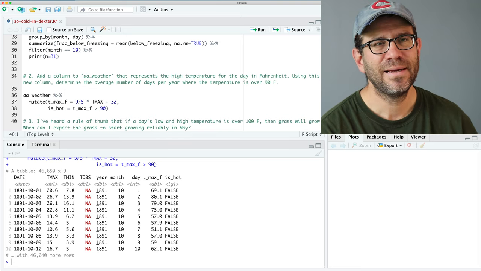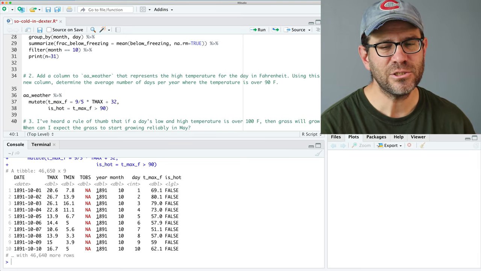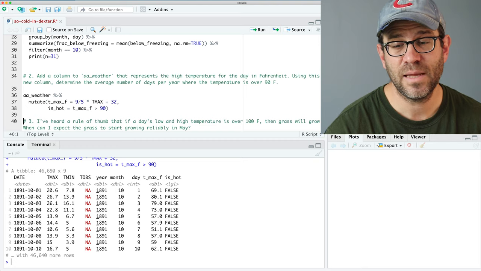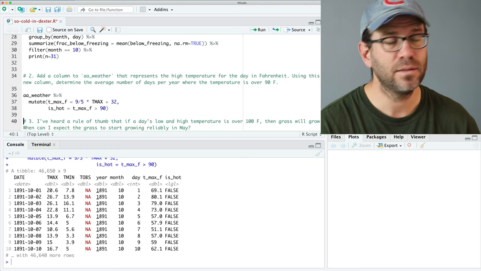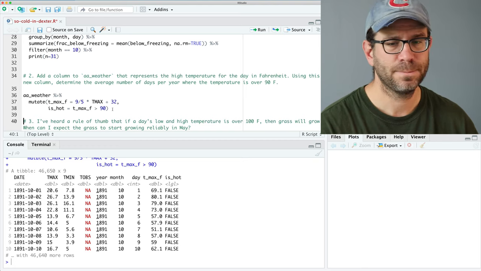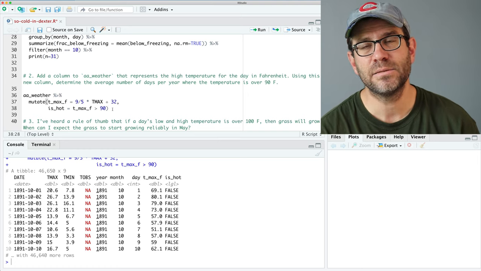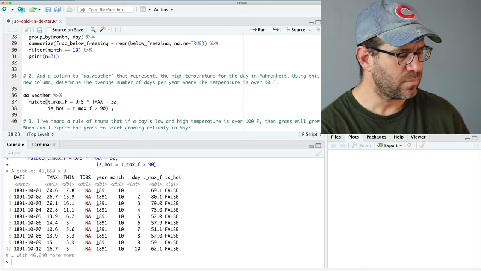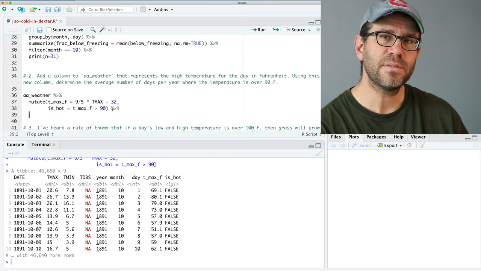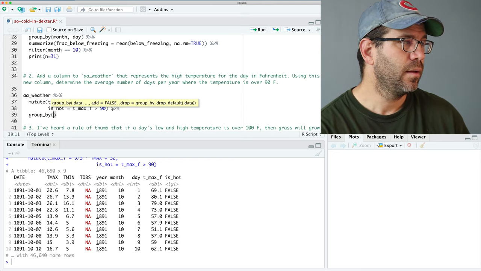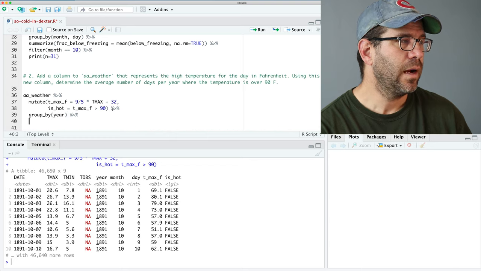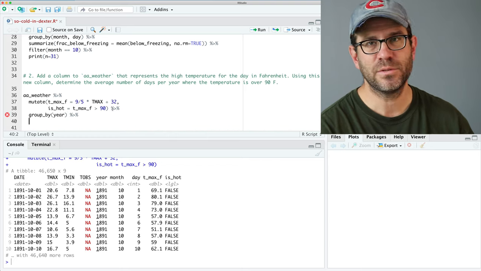And so now we have an indication in our columns here of whether or not the temperature for each day was hot, at least by my standards. Okay. So what I'm gonna do now is for each year, I wanna know how many days was it hot. And I'll pipe this then to a group by year. And then with a group by, I then generally do a summarize.